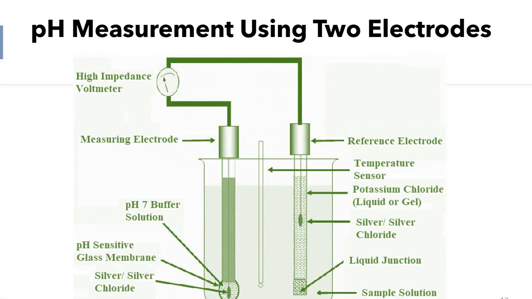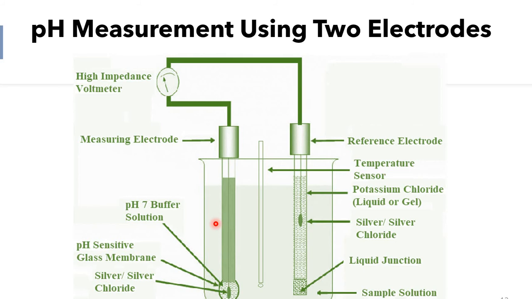Here you can see the diagrammatic representation of a pH meter. And this is the measuring electrode or glass electrode, and this one is the reference electrode. And here is the temperature sensor. And the reference electrode is filled with potassium chloride, and there is a silver-silver chloride electrode present inside that. Then there is a liquid junction, and the system is filled with sample solution.